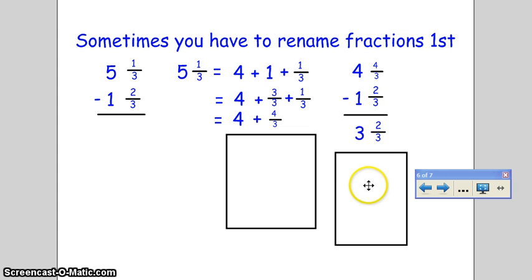We can do our problem now by saying 4 and 4/3 minus 1 and 2/3, and we can get 3 and 2/3. I would like you to write this entire problem down in your notes, so please stop the video, write the problem down, and restart it when you're done.